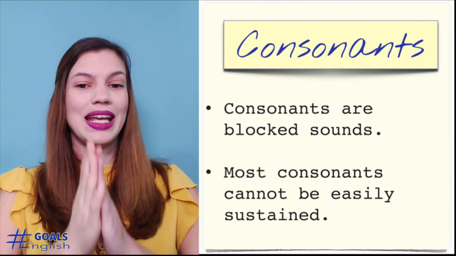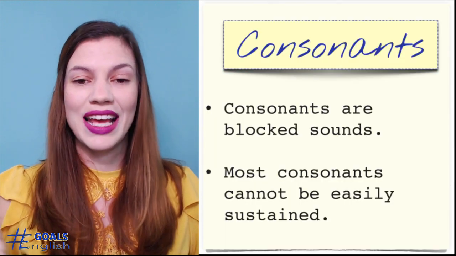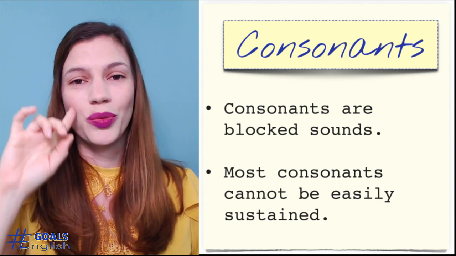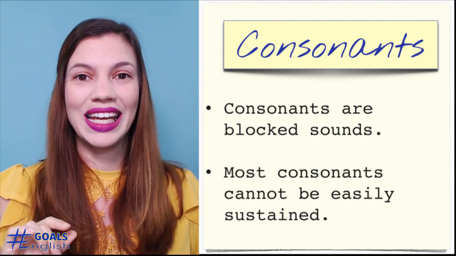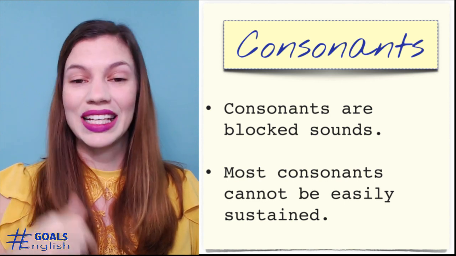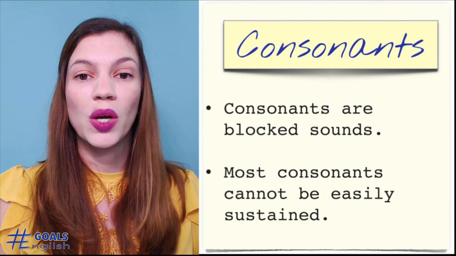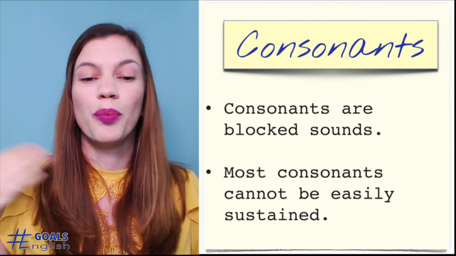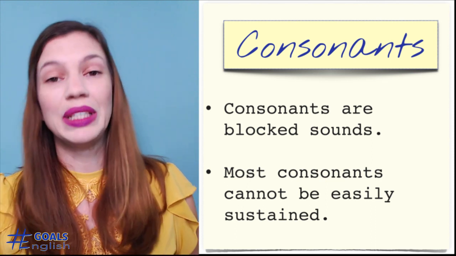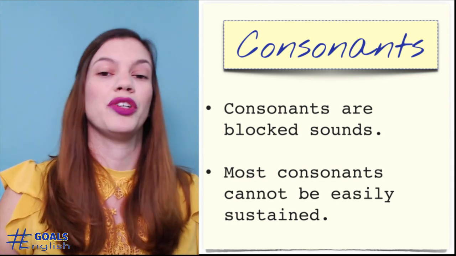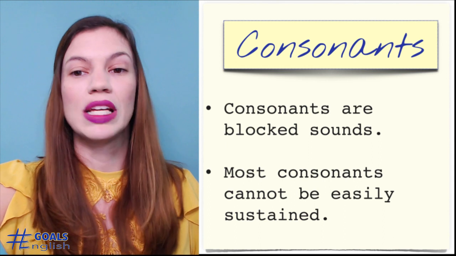Okay, consonants. Consonants are blocked sounds, so they can be blocked in the throat, like G, G, or blocked with the tongue, like N, N, blocked with the teeth, like T, T, or blocked with the lips, like M or B. So most consonants cannot easily be sustained, right? You can't go B forever. So that's what makes it different than a vowel. So let's look at these.